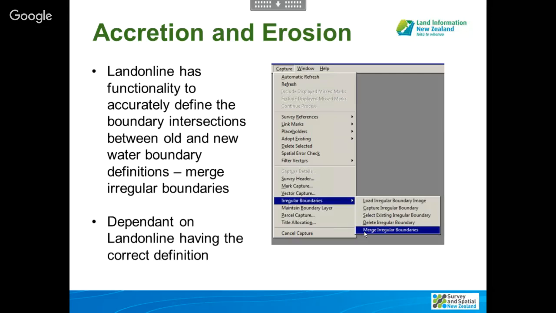So if you're wanting to show areas of accretion and erosion, if the Landonline depiction is correct, then the overlap of the Landonline depiction and the new definition will create an overlap of lines. This system will accurately split those lines and create pseudo-vectors to the nearest marks, which helps with the C472 vector rule. But while this functionality is there, we have to make the point it's dependent on Landonline having the correct definition. So again, if you're doing accretion and erosion, look in the online help in Landonline as well for the instructions on how to do this, or ring the 0800 team and they'll talk you through the process.